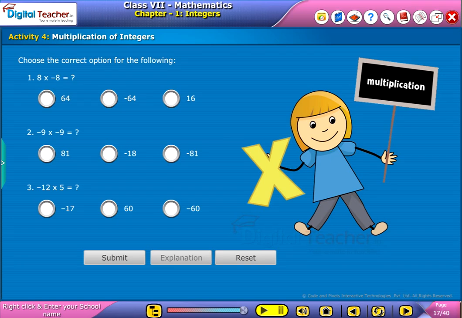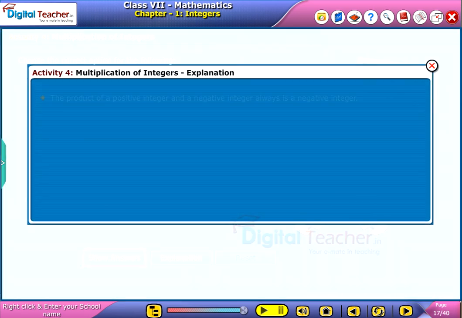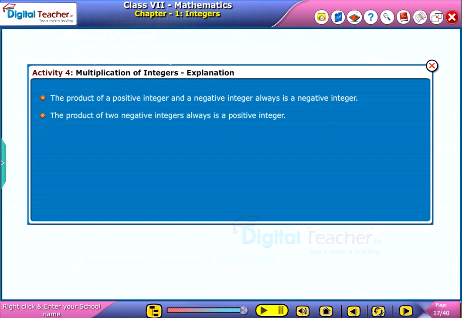Let us do a simple activity to choose the correct option for multiplication of integers. Choose the product of a positive integer and a negative integer always is a negative integer. The product of two negative integers always is a positive integer.